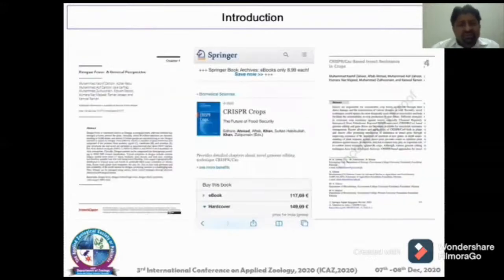With respect to my topic of presentation, and generally on the dengue mosquito, we have these two chapters. On the left panel, this is dengue fever, a general perspective. We published this a few years back in InTech Open, and recently there is going to be an online chapter on the CRISPR-Cas system in insects. There is brief and very good information about the CRISPR-Cas system in mosquitoes in this book. If anyone is interested to read more, he can go through this.